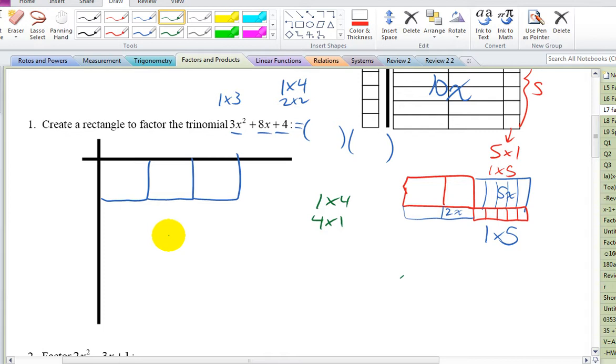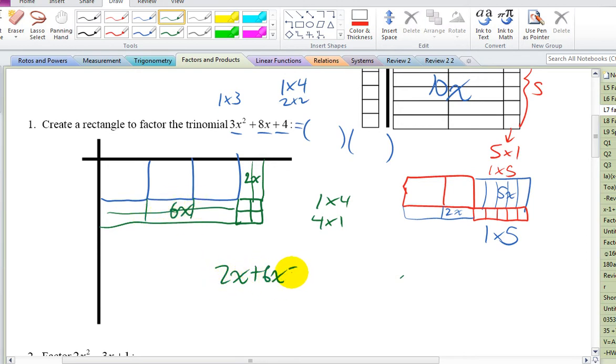What other way can we arrange the 4? What other factors are there? 2 and 2. Okay, so like a square, 2 by 2. How many tiles will that have up top? 2x. How many tiles will that have over here? 6x. 2x plus 6x, what does that equal? 8x. So check. This is the arrangement.